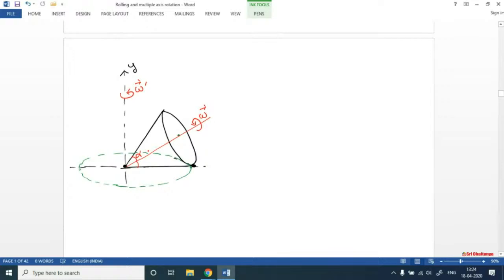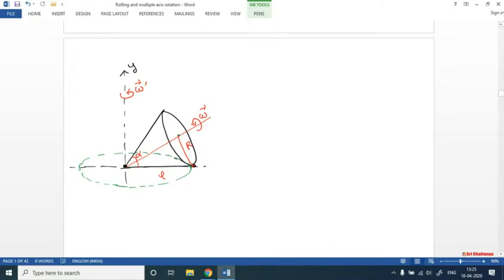Okay, say this is r, and say the slant length is l. So again, the first thing here would be to establish a relationship between omega dash and omega. So how are we going to do this?